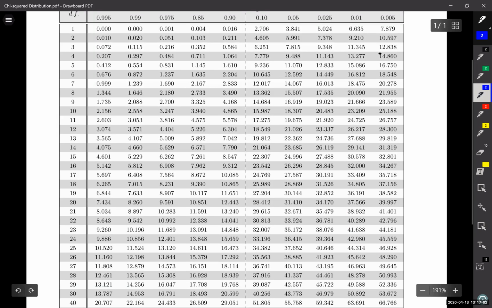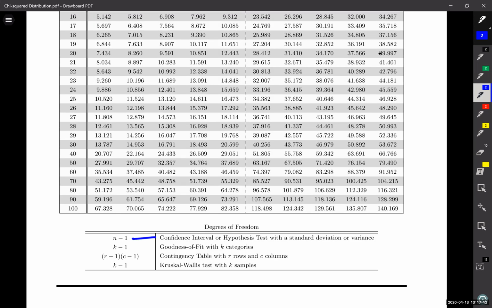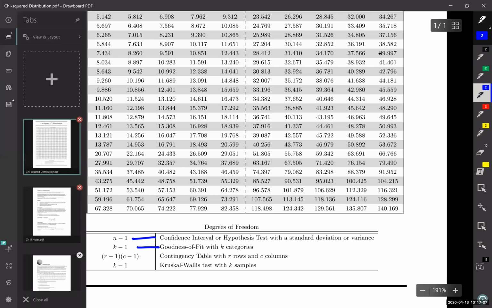Oh my goodness, I did the hypothesis test and confidence interval degrees of freedom. Look at this chart right here. It's like it just knew I was going to make this mistake. So we have the confidence interval and hypothesis test was n-1. The goodness of fit is actually k-1. So let me go back and fix that mistake.